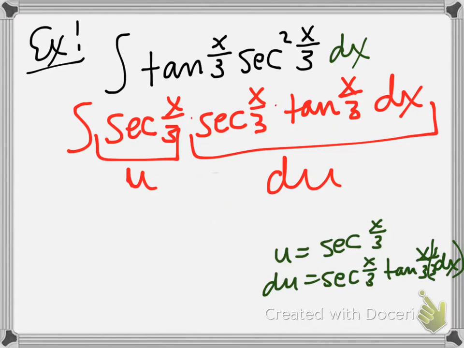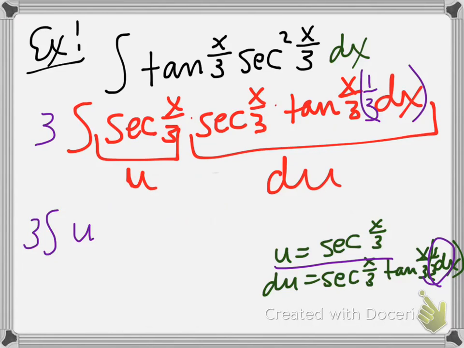It's just missing a little part. So now that we can see how this would fit, what I'm going to do is say I'm missing that 1/3. So if I put a 1/3 in here to be part of my dx, I would balance it with a 3 on the outside. So now this is 3. Secant x over 3 is now u. We're making a direct substitution because u equals this. Secant x over 3 tangent x over 3 1/3 dx all is equal to du.